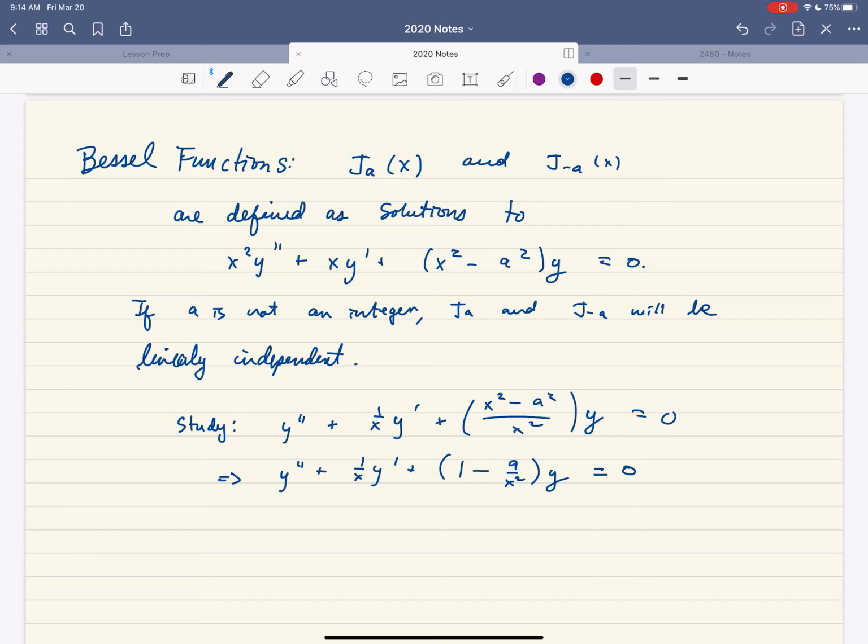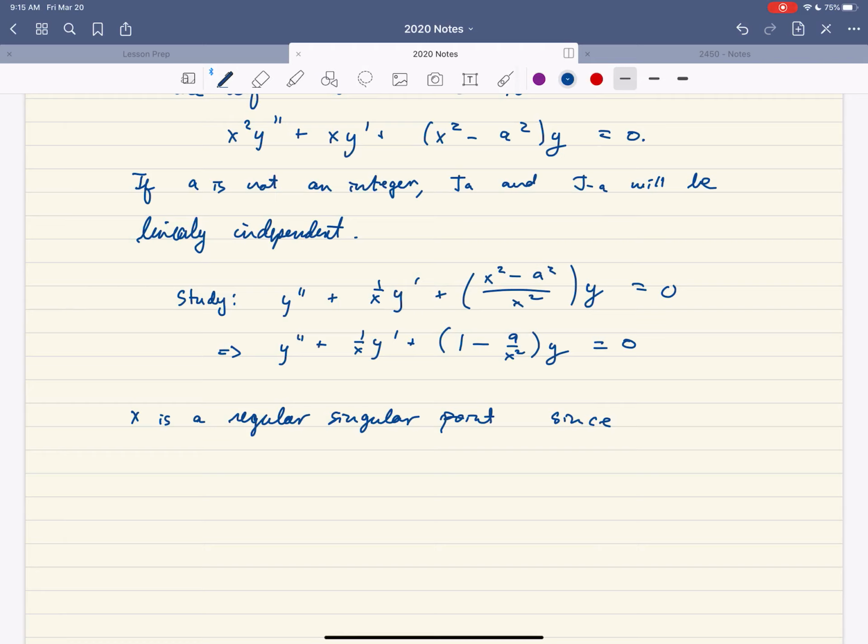Okay. I want to point out that 0 is not an ordinary point, it's a singular point, but it's a regular singular point. And that's because if I look at p of x, you get 1 over x, and that means that x times p of x, which is 1, is analytic. It has a power series at 0.